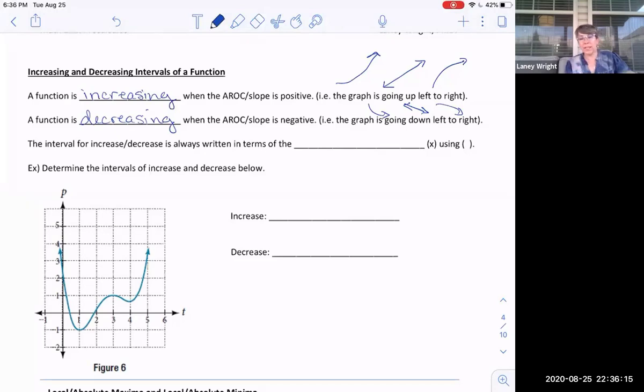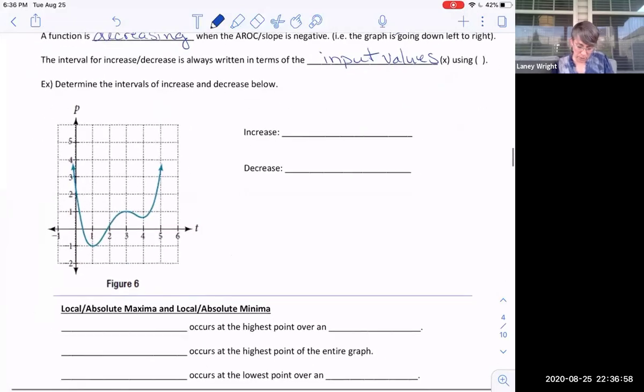When you are asked to give the intervals of either increase or decrease, this is where some people get confused. It is always written in terms of the input values. In other words, what is normally the x value, and we use parentheses. If you use a bracket, that means it's included, and it's hard to be still increasing at the end point, right? Because there's some points where it's not increasing or decreasing, it's just flat.